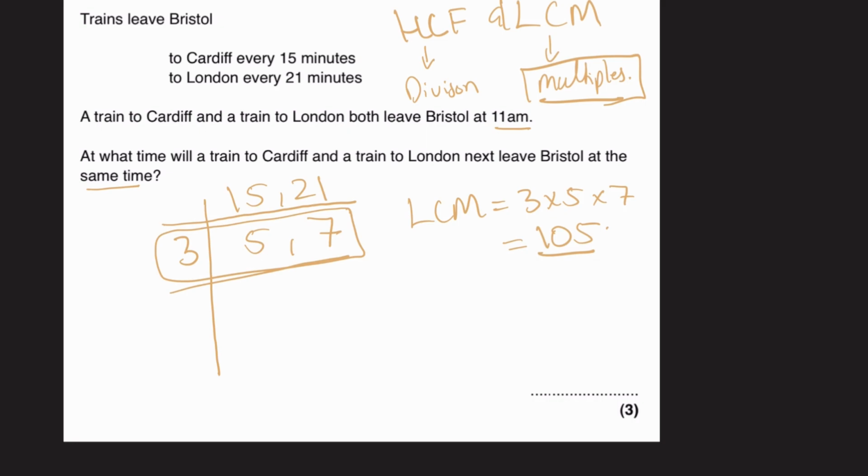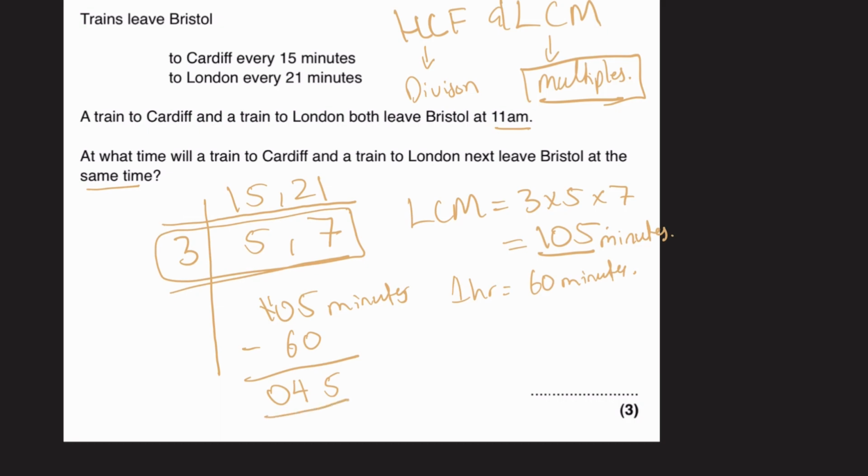Because this is to do with time, we know this has to be 105 minutes. We want to convert 105 minutes into hours as well. So we know 1 hour equals 60 minutes, so we're going to take away 60 from this. 5 take away 0 is 5. You can't do 0 take away 6, so we're going to carry 1 from the 1 in front. That's going to get us 4 here. So 10 take away 6 is 4, and that leaves us 45.